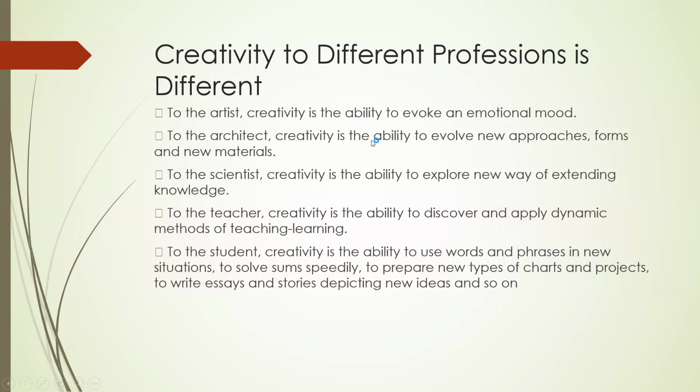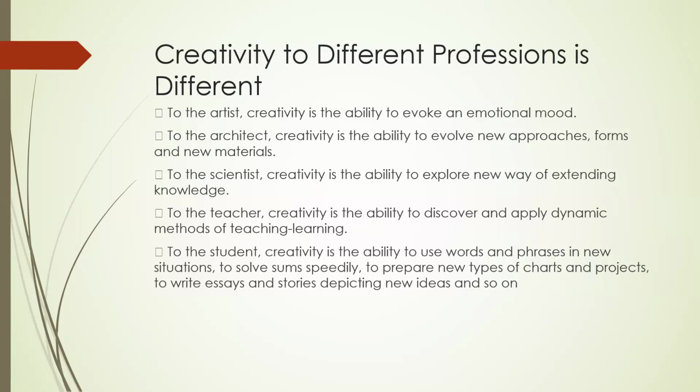To the architect, creativity is the ability to evolve new approaches, forms, and new materials, right? An architect is a very creative person who has a special ability to understand spatial dimensions. As an example, we use an architect to draw the plan for our house. That architect must be able to visualize something that does not exist at the moment and create that vision, what he sees.